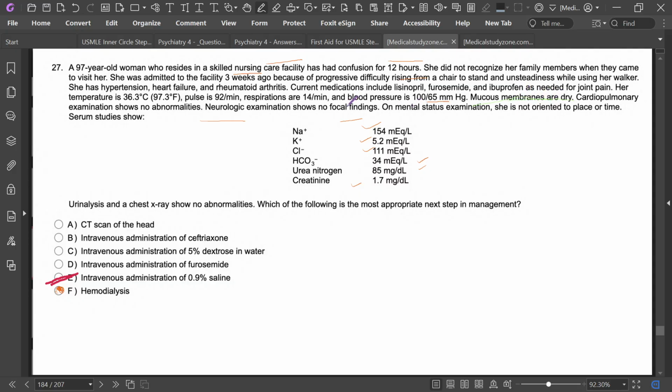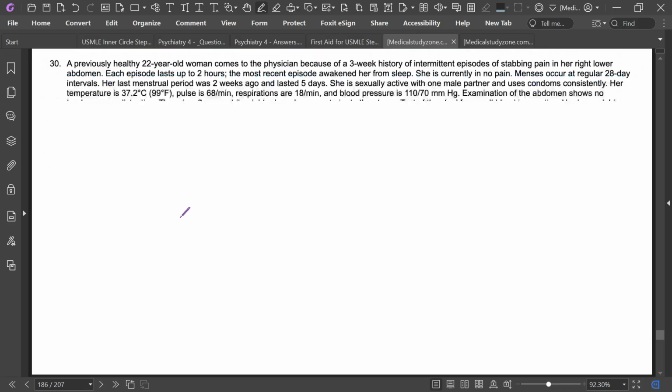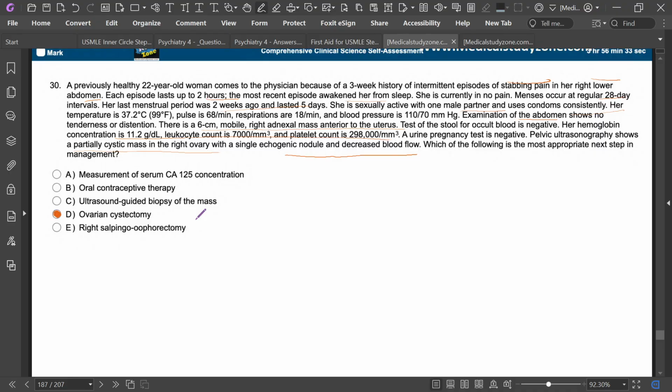Temperature is fine. Pulse is fine. Respiration fine. BP a bit low, fine, I guess. Exam of the abdomen shows no tenderness or distension. There is a 6-centimeter mobile right adnexal mass anterior to the uterus. Test of the stool for occult blood is negative. Hemoglobin is, I guess, normal. Leukocyte count normal. Platelet normal. Urine pregnancy test negative. Let me check the hemoglobin. Hemoglobin for female a bit low. Low normal.